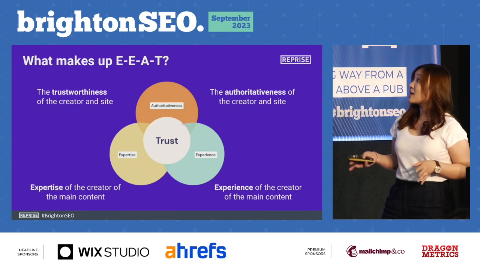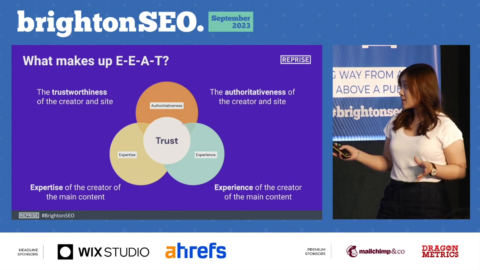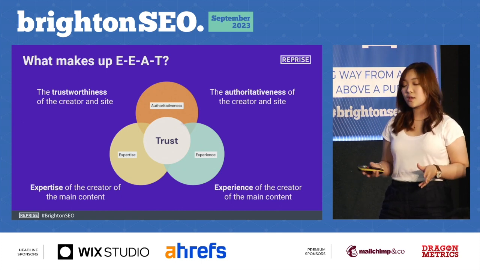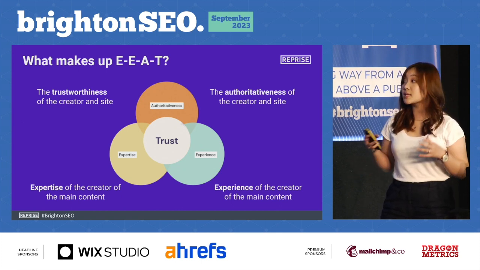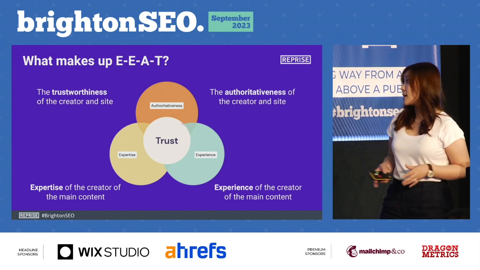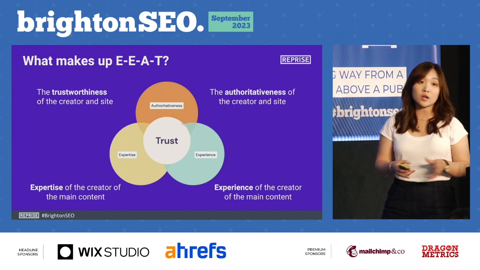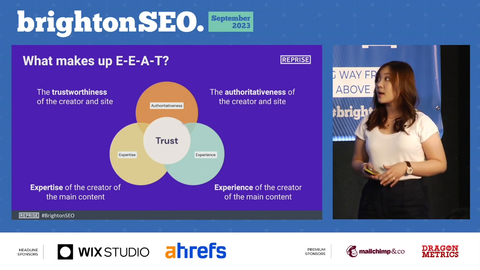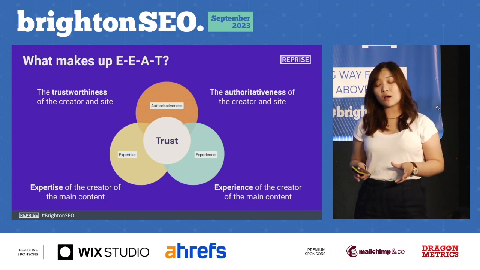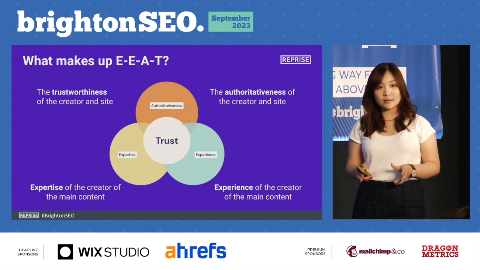So EAT is made up of 4 pillars. The first E stands for experience, and the second E stands for expertise. Together, they represent the experience and expertise of the content creator. A stands for authoritativeness of the content creator and the website. And lastly, T, trustworthiness. It's the credibility of both the content creator and the website.